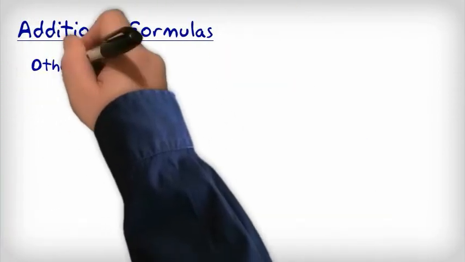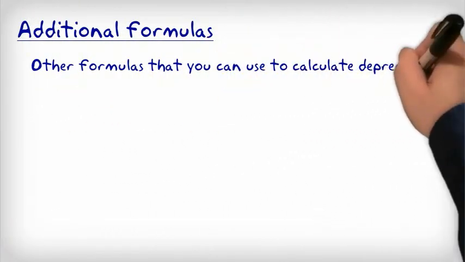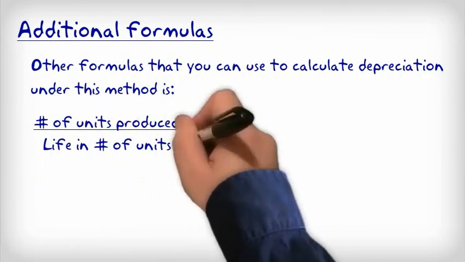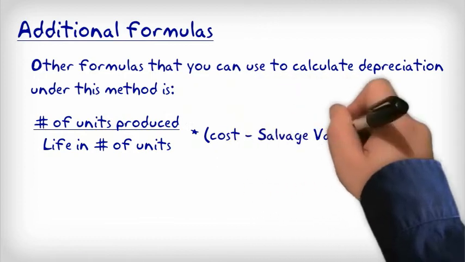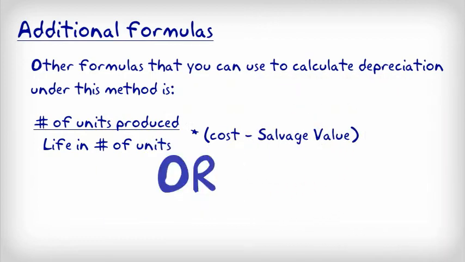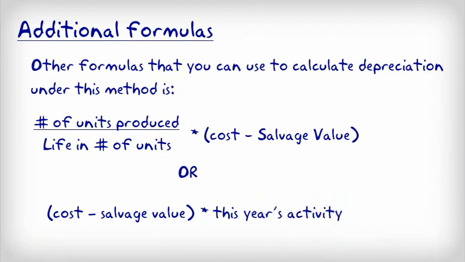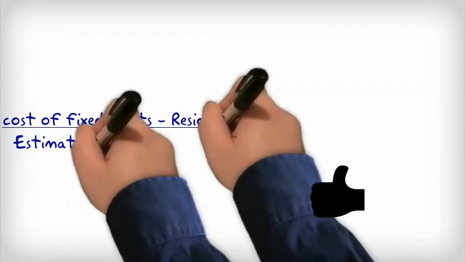Other formulas that you could use to calculate depreciation under this method are: number of units produced divided by life in number of units, times cost minus salvage value, or cost minus salvage value times this year's activity. However, I would suggest using the first formula just to be sure.